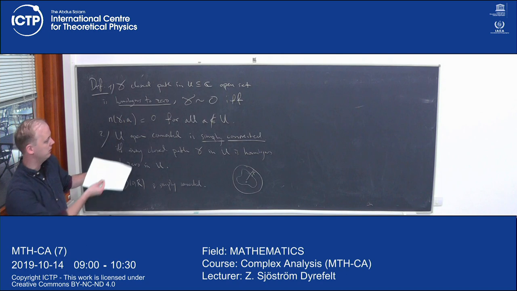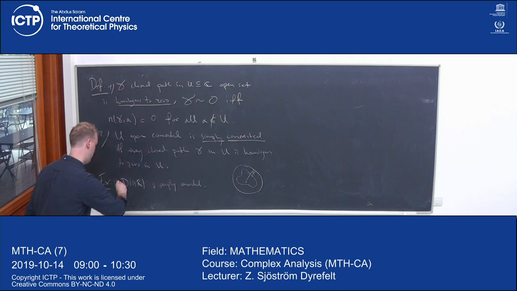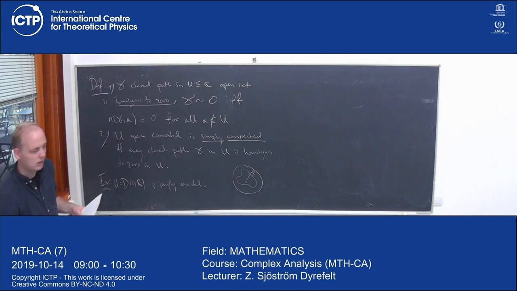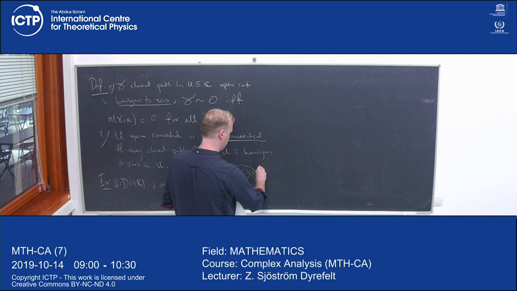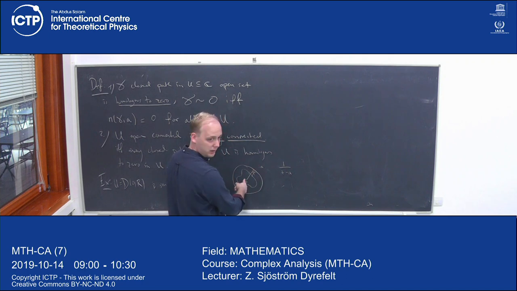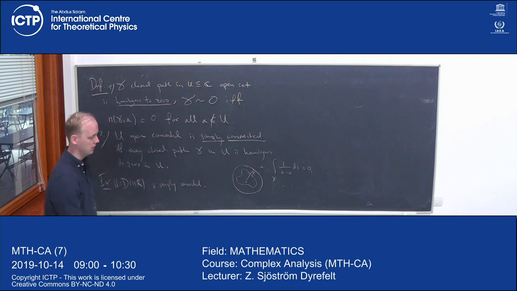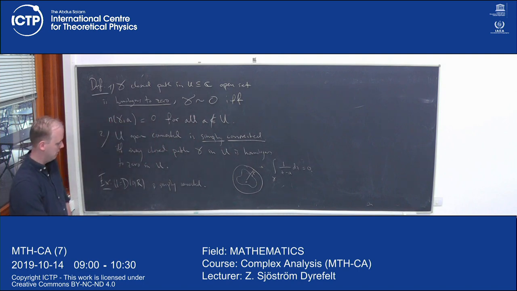So what does that mean? It means that for any a which is not inside this open set U, the winding number should be zero. So if I take an a which is outside here, and I look at 1 over z minus a, it is holomorphic inside this disk, so if I integrate along gamma, this has to be zero because it is holomorphic inside.